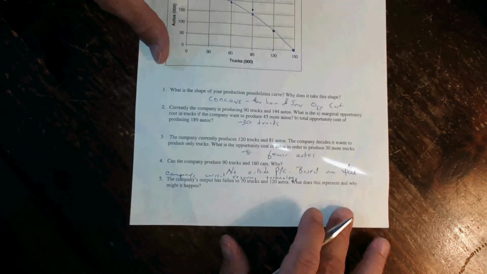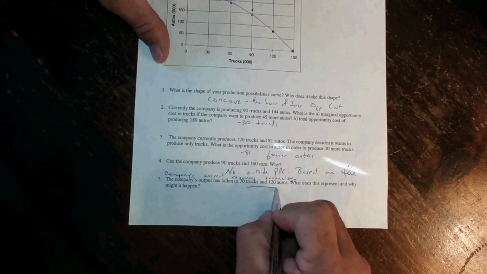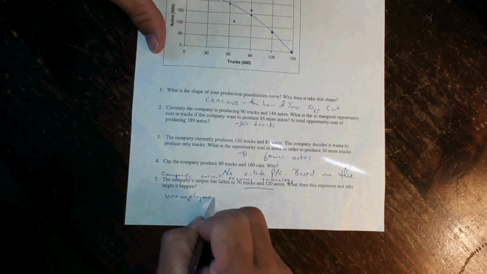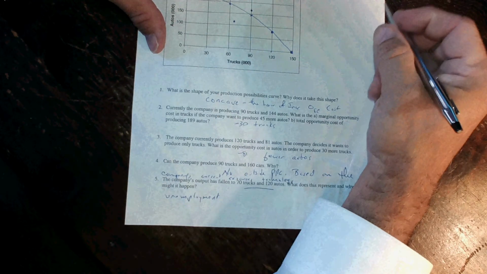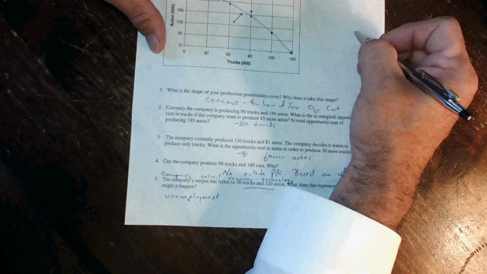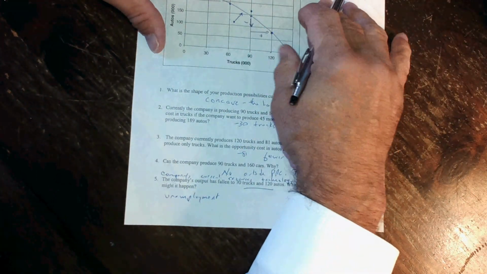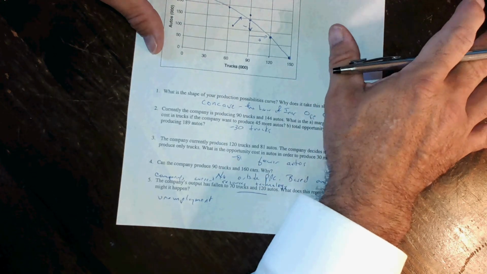Finally, the company's output has fallen to 70 trucks and 120 autos. What does this represent? This represents underemployment or unemployment. This factory isn't using all of its resources, or it may not be using the least cost method of production. This is the only time that you can get more of both goods if you put your resources back to work. At any other time, to get more of one, you have to give up some of the other. That's the choice you're making. We're trying to make this choice explicit so we know if what we're choosing is worth more in value than what we've given up. This is a production possibilities curve.